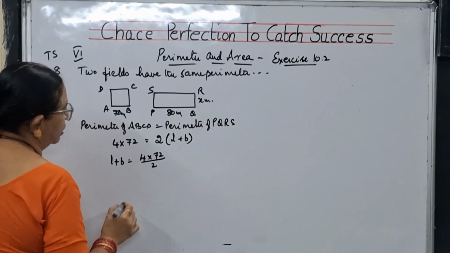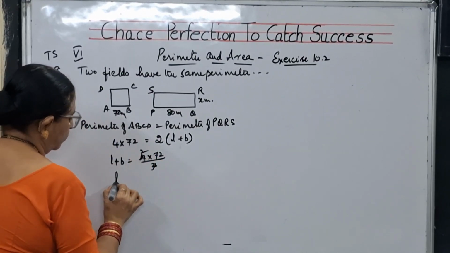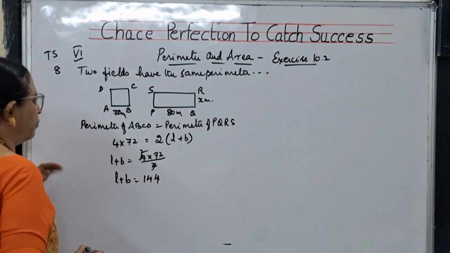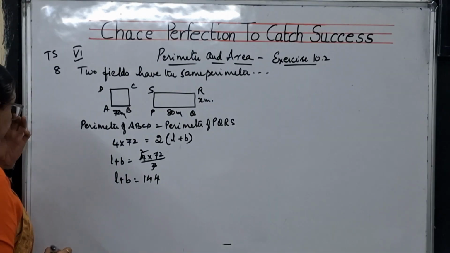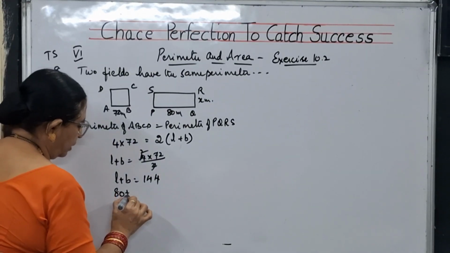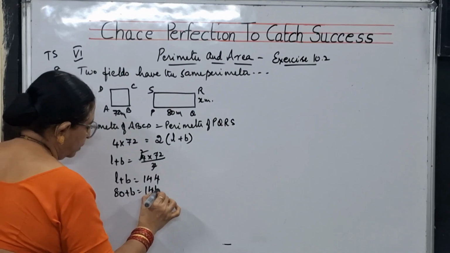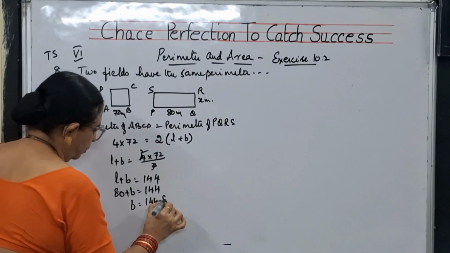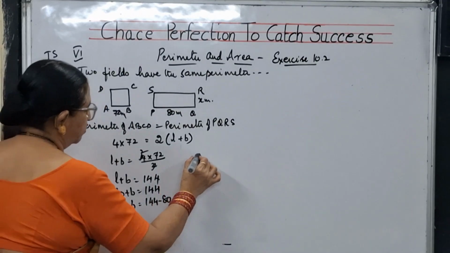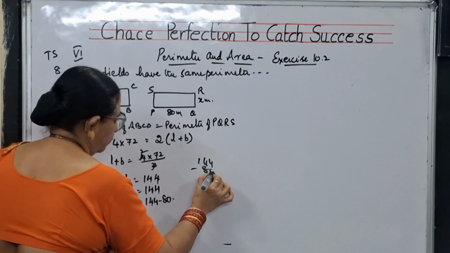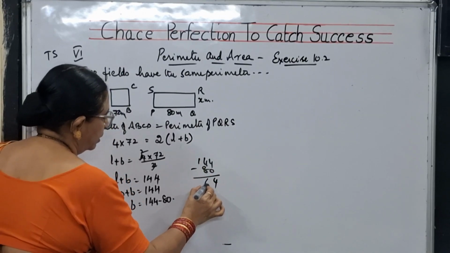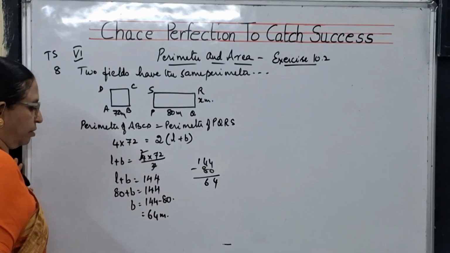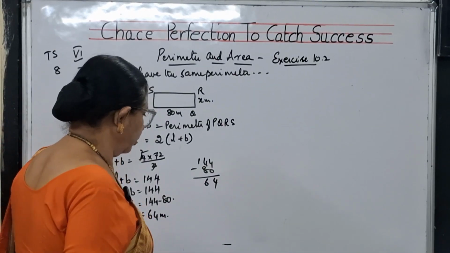When you bring this 2 here, division, 2 ones are 2, 2 twos are 4, 2 sevens are 14, so L plus B is 144. And in this, we have got length as 80. 80 plus B is equal to 144. So what is B? 144 minus 80. That means from 144, if you subtract 80, 4 here, 6 here. So B is 64 meters. Breadth you have got 64 meters.